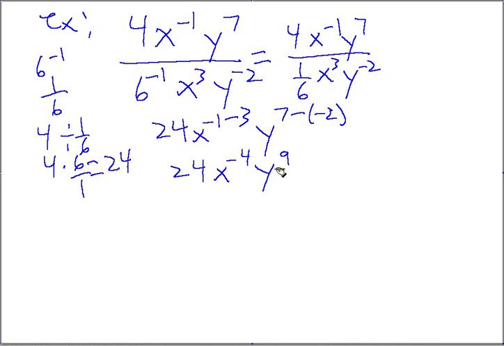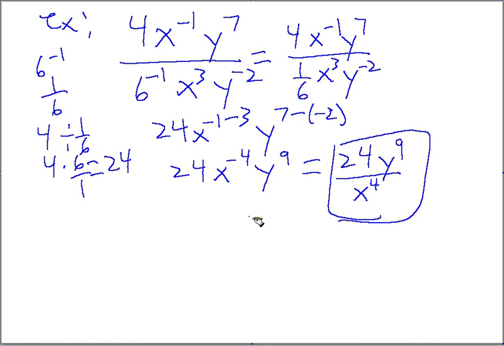All right? So what gets bumped down? Well, the 24 stays on top, the y to the 9th stays on top, but the x gets bumped down because it has a negative exponent. So final solution will be 24, y to the 9th on top, over x to the 4th on the bottom. So x gets bumped down because it has a negative exponent. So that's our final solution here. Okay? So hopefully we can see the concepts of integer exponents. These are problems that can be time consuming. They're a little bit more challenging than the problems that we've seen up to this point here.